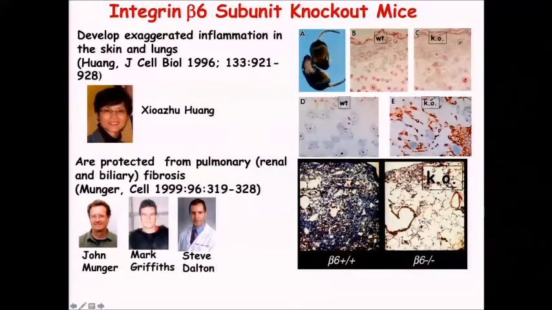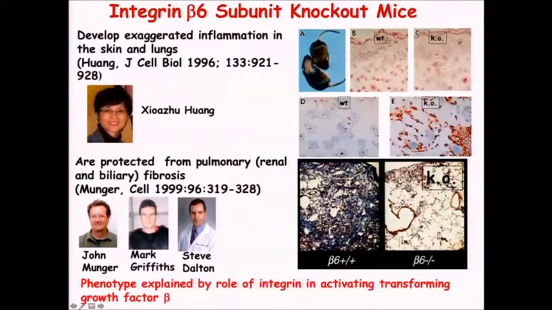So this combination of suppression of inflammation by the integrin and induction of fibrosis by the integrin, finally, after some years of scratching our heads, suggested how this integrin actually works in vivo. And the way it works is not by binding to components of the extracellular matrix, but by binding to a latent growth factor called transforming growth factor beta.